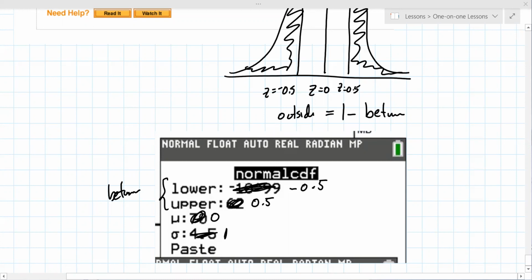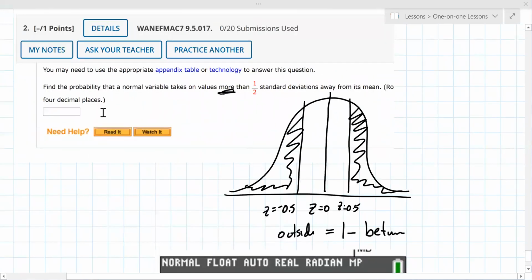Okay, that I got 0.3829, but then 1 minus that is 0.6171. Okay, let's try that. 0.6171. All right, that is correct. So that's full marks on both of those assignments.